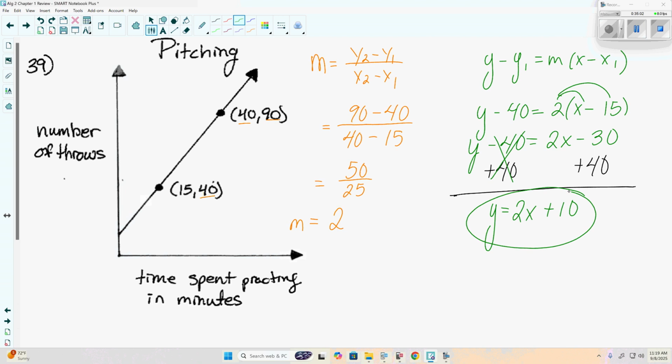Questions on this one here? Yes. Lunch ends at 11:54. 1119. Questions on number 39? We're ready to look at the last one, number 40.